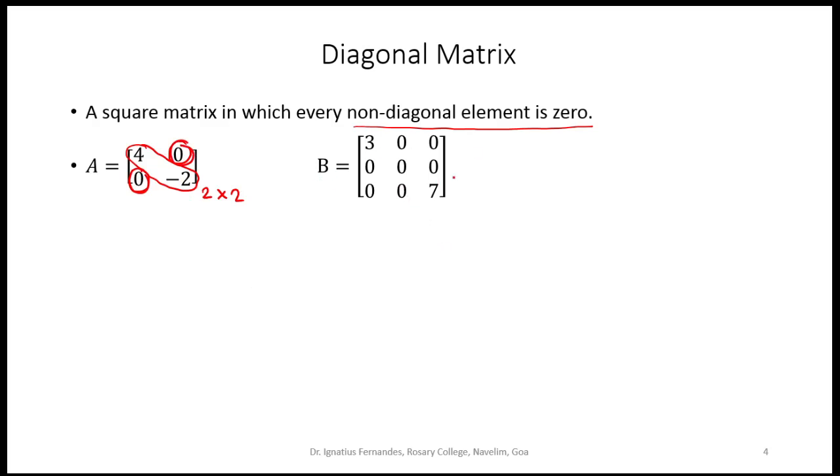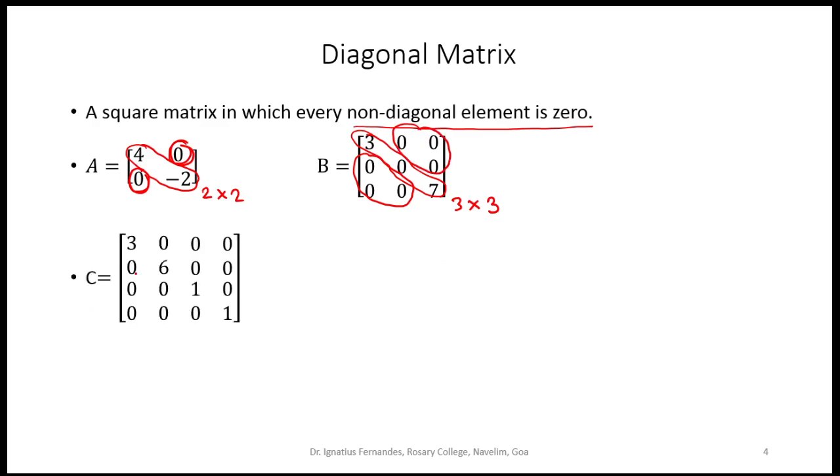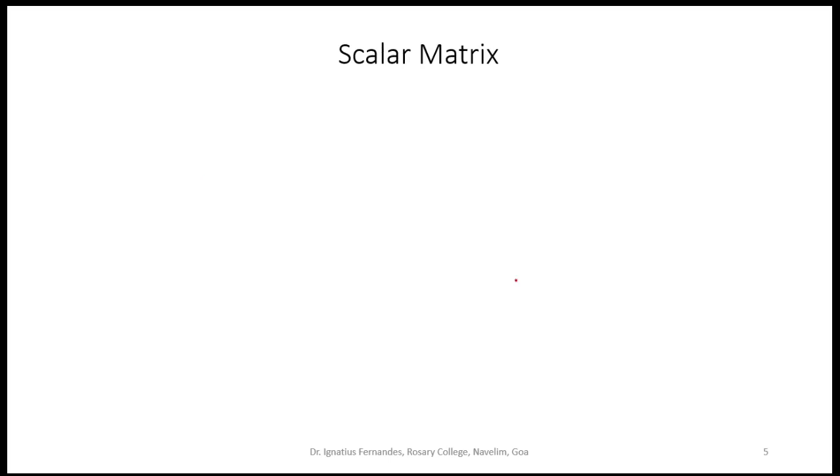The same way here, matrix B is a 3 by 3 matrix. The diagonal elements are these, and all the non-diagonal elements are zeros, so this is a diagonal matrix. The same way, consider matrix C, which is a 4 by 4 square matrix. These are the diagonal elements, and all the non-diagonal elements are 0, so this is called a diagonal matrix.